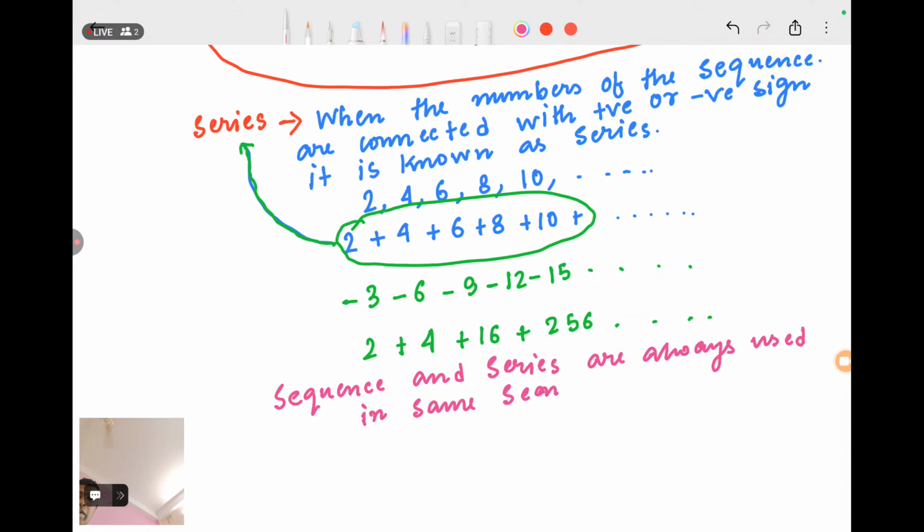Okay, it is always used in the same sense, meaning you can say it is a series or a sequence. It is a very important point to remember. Now I will teach you how to get a progression, because this chapter is based on arithmetic progression. Now I will teach you the meaning of progression. So what is a progression?